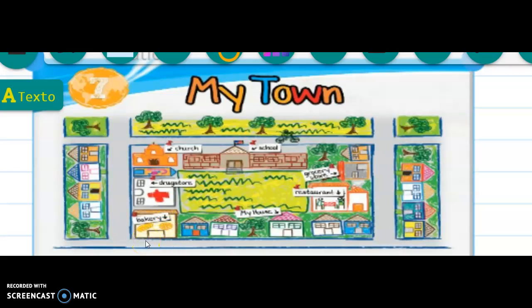A drug store. Drug store. And candy, delicious. And candy store. There is a church on the corner.